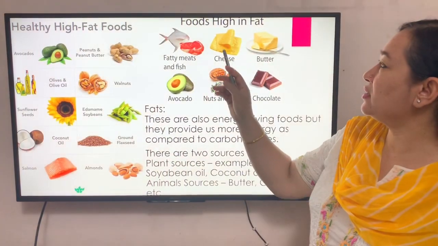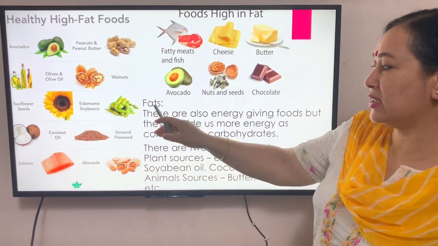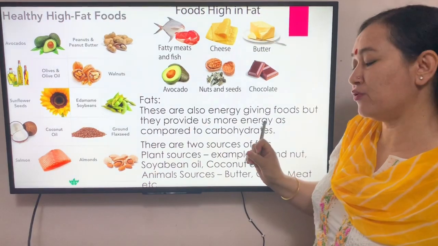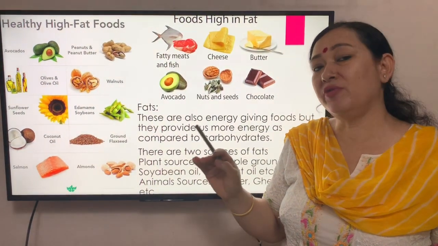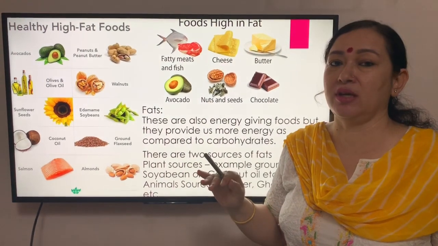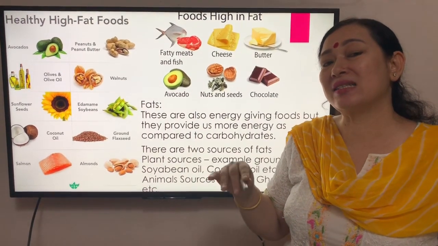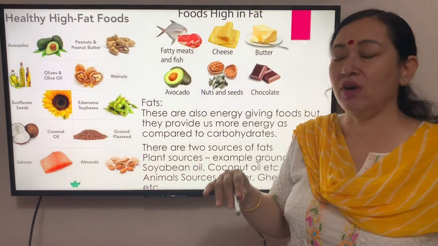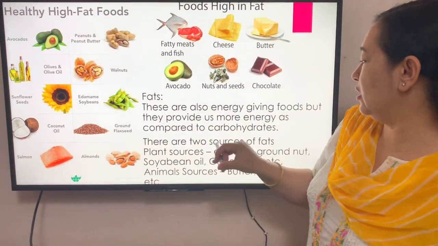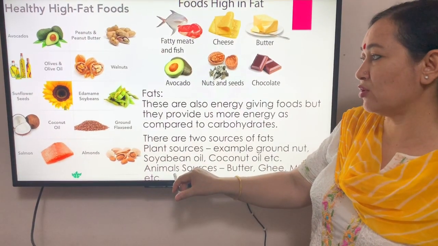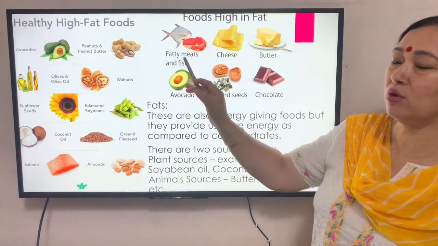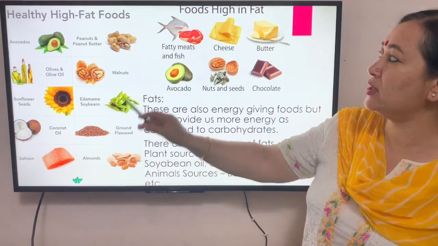Next category is the fats. These are also energy giving foods, and we get a lot of energy from fats, but we cannot eat fats all the time because fat has a tendency to get deposited in our body. So there are two sources of fats, plant source and animal source. You can see I have given you a lot of examples here with the pictures.